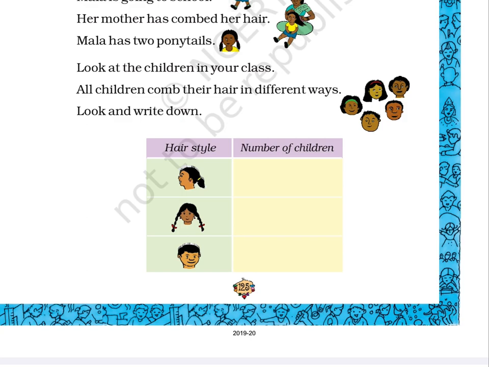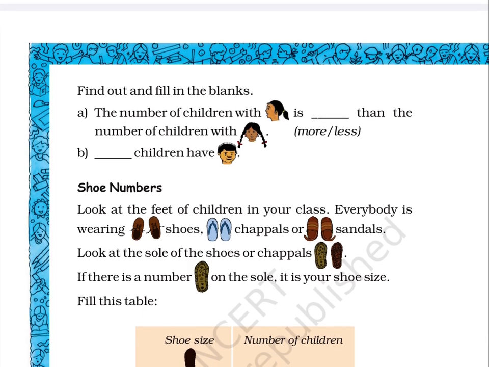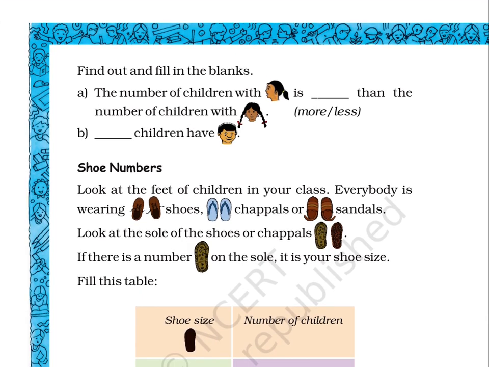Page 126. This page is divided into two parts. The story of ponytails continues in part 1, and in part 2, new story titled Shoe Numbers begins. Let's start reading this page.